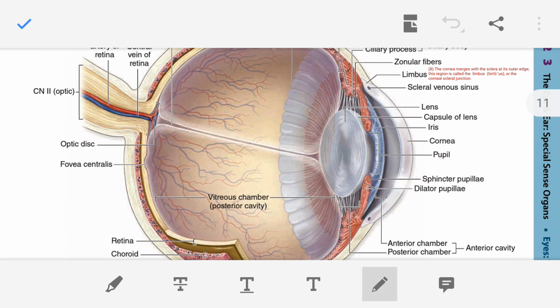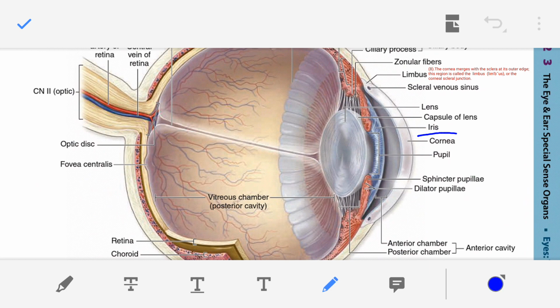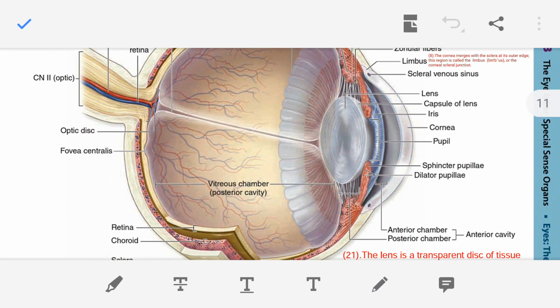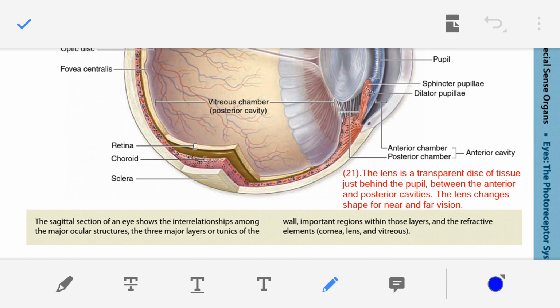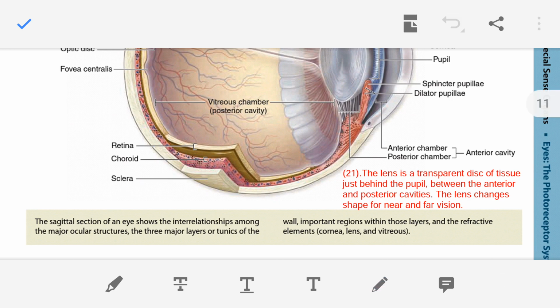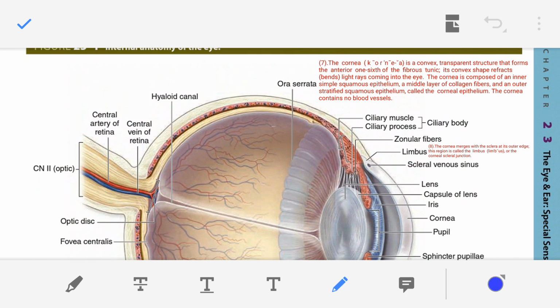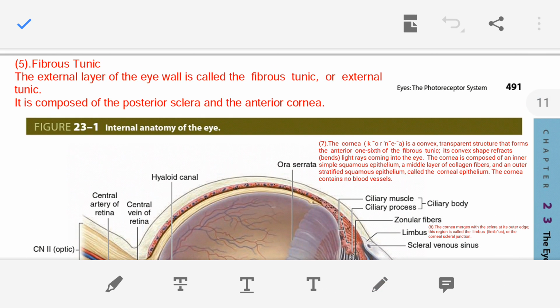So this is the eyeball, and here, as you can see, the name is written cornea. So this one is the cornea. And over here you can see this white portion, this is the sclera. Over here also, this is the sclera.